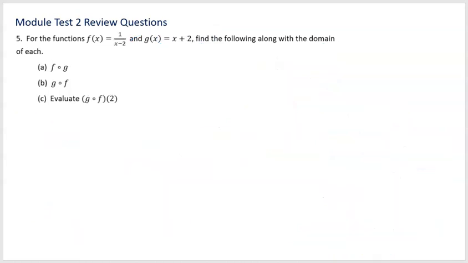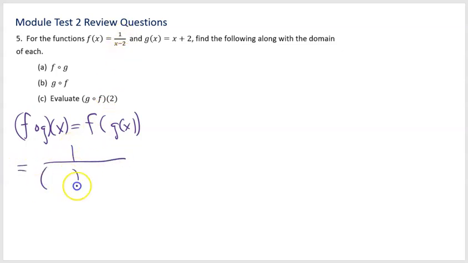Problem number 5, very similar to problems 3 and 4, except we have different kinds of functions. So let's find f composite g first, which means I'm going to calculate f of g of x. Now, because I don't know what x is, I need to write the f function down with no x's. So 1 over x minus 2 is going to turn into 1 over parentheses minus 2. And then what goes in the parentheses is my entire g function. All right, so my entire g function is x plus 2. So that goes in those parentheses.